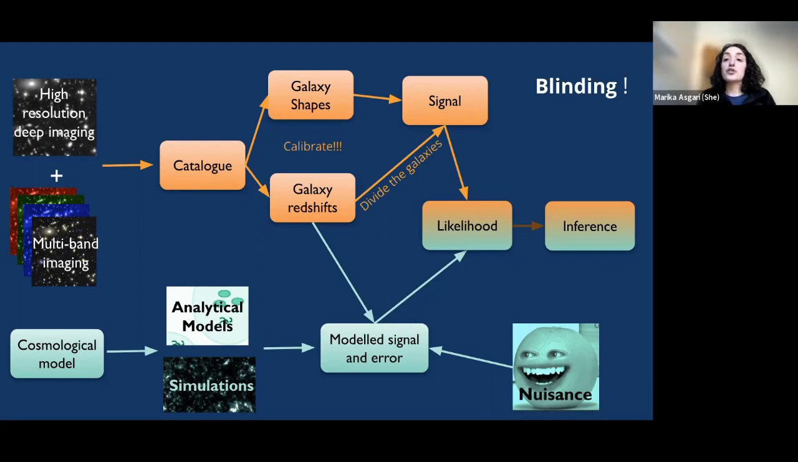And you don't want these decisions to be based on what you want to get at the end. And this can be a subconscious thing, so you don't have much control over it. So it's very important to blind data and only unblind it after the inference is done. And this is what we've done for KiDS as well.